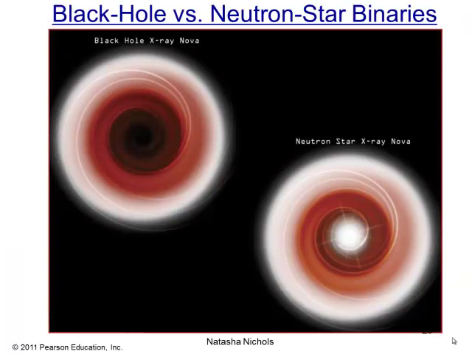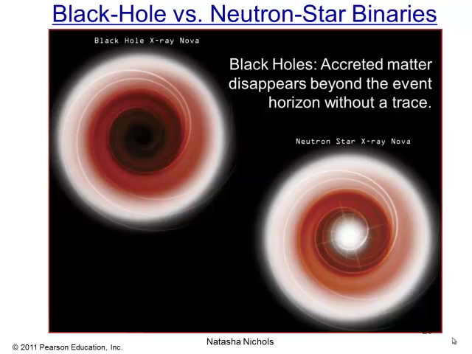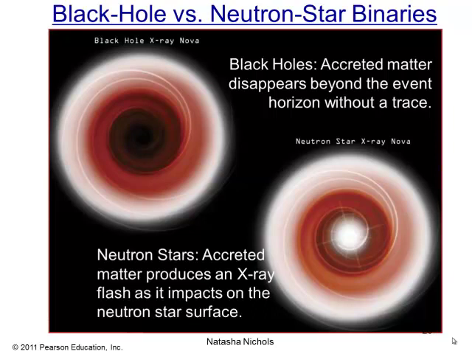Now, how do we know that we're seeing a black hole X-ray nova versus a neutron star X-ray nova? Here's how you can tell them apart. Black holes: accreted matter disappears beyond the event horizon without a trace. Anything that passes the event horizon, mass or light, is gone. If we have a neutron star scenario, then the accreted matter produces an X-ray flash as it impacts on the neutron star surface.